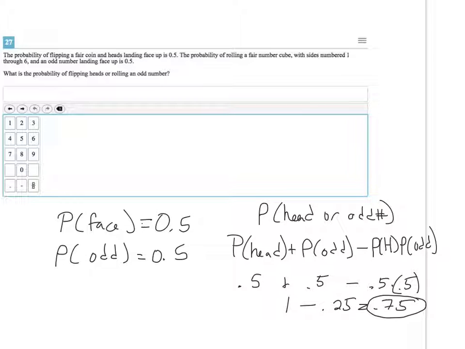So it makes sense that it's not 1. You can't just add them together because it's not guaranteed that you'll get a head or an odd. So we know we have to subtract something out.